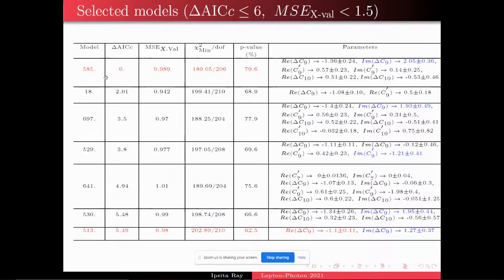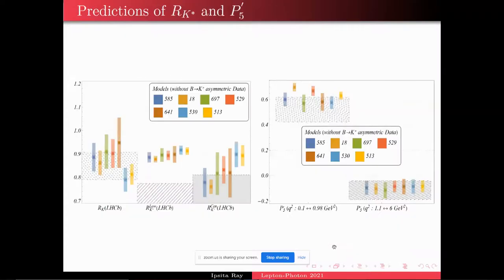We see that our best model, model number 585, is a three operator scenario. And also the operator with complex delta C9 is also selected in our model selection procedure. Here we have given the predictions of R_K-star and P5 prime. So we see that our best model can explain all the experimental observables except the R_K-star low bin.